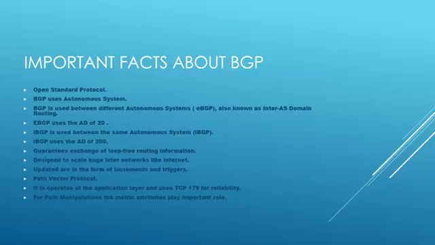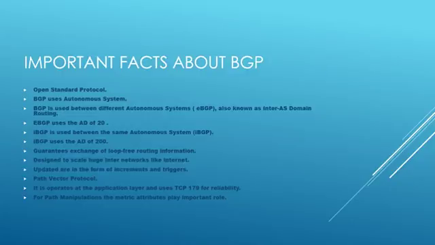Important facts about BGP. BGP is an open standard protocol. BGP, like any other routing protocol like EIGRP, for example, uses autonomous systems. BGP is used between different autonomous systems, also known as inter-AS domain routing. In fact, if you want to connect two autonomous systems, the routing protocol that you should be using is BGP.